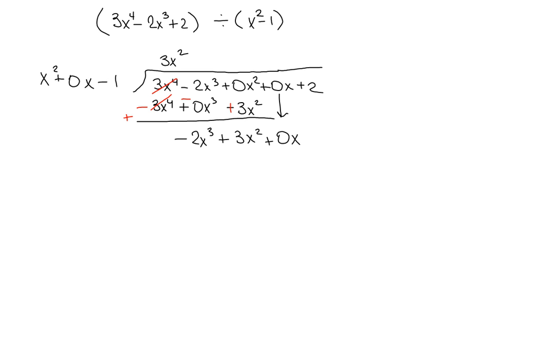Now, one thing about bringing down the next term, guys, notice how many terms are on the outside here? 3. You need to have 3 terms on the inside also for the piece that you're dividing into. If for some reason these canceled out and these canceled out, I would have 3x squared plus 0x. This would not match the same number of terms that we're dividing by. Do you guys see that?